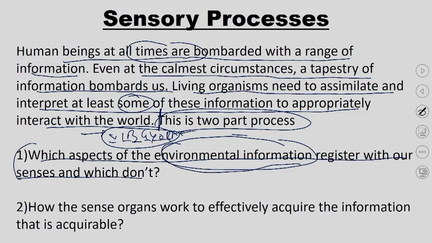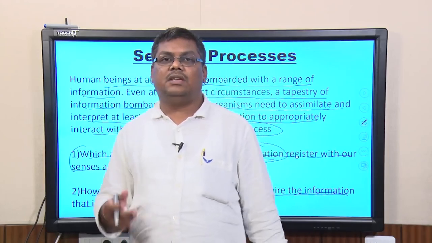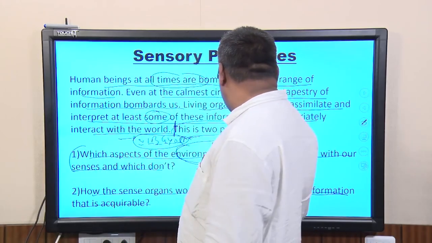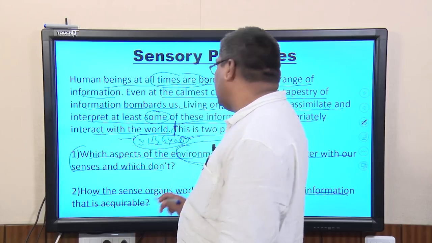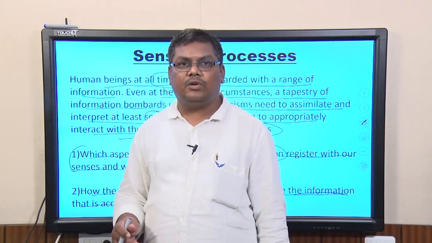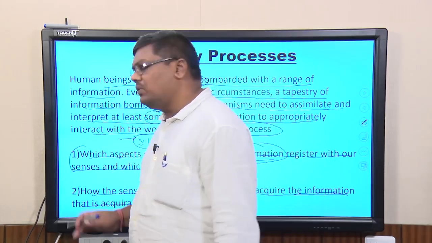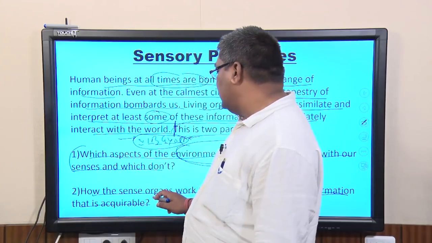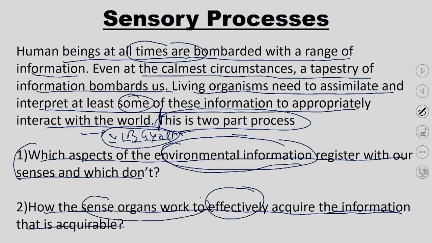The second question is of interest to us. What is the second question? The second question is, how do the sense organs work to effectively acquire the information that is acquirable? What characteristics of the sense organs allow them to collect this information, and not only collect it, but effectively acquire it and make meaning out of it? That is what is of importance to us in the present lecture. So, in this lecture we are going to look at how the sense organs work to effectively acquire the information which is acquirable from the environment.